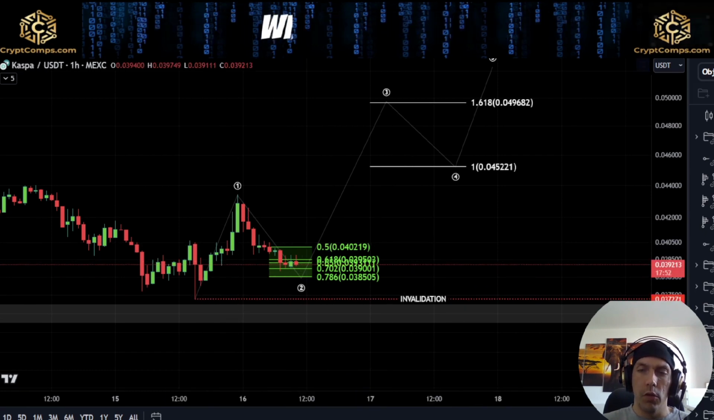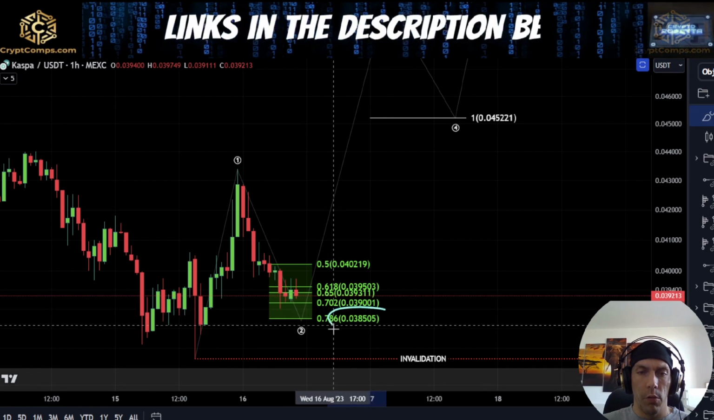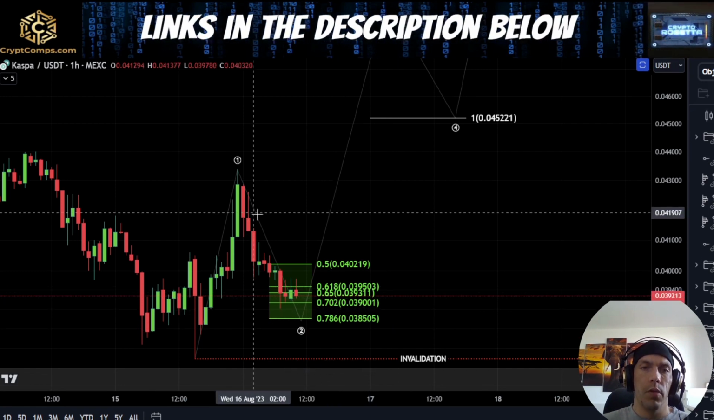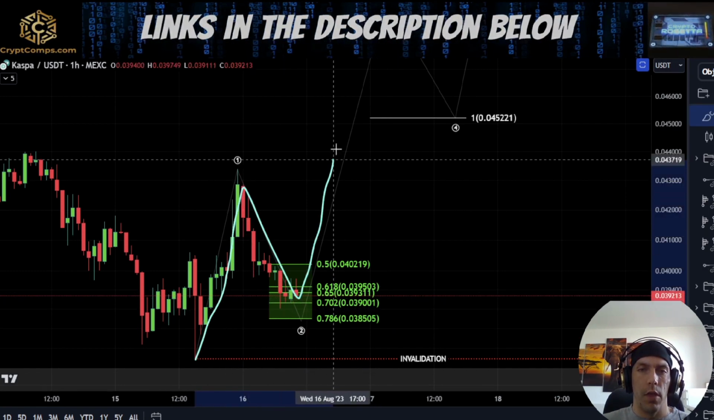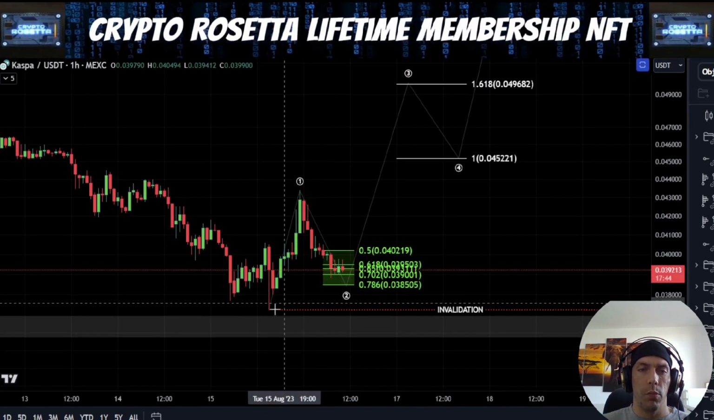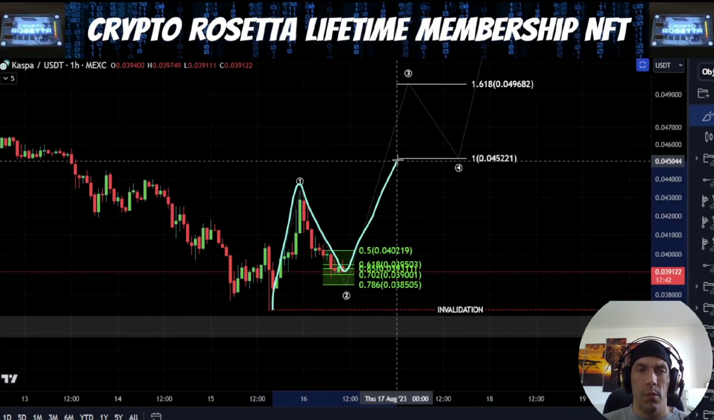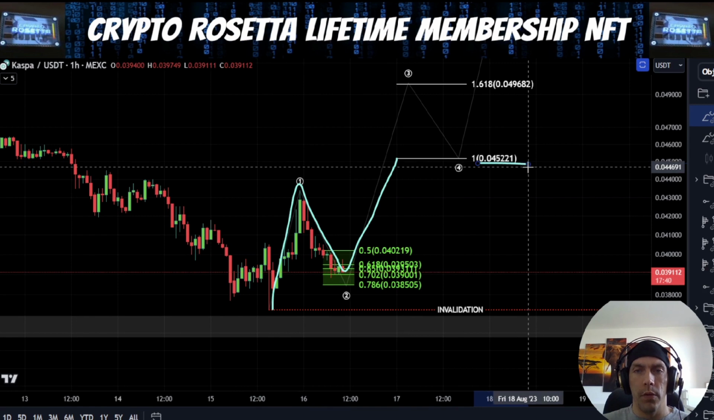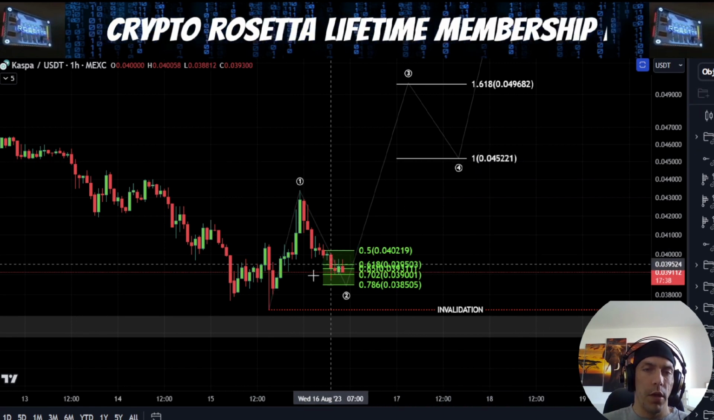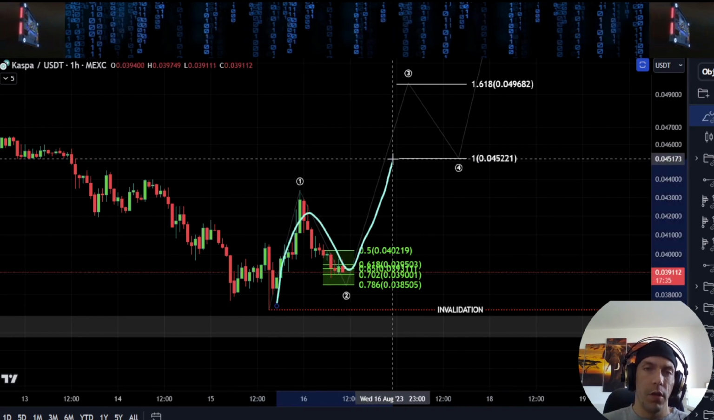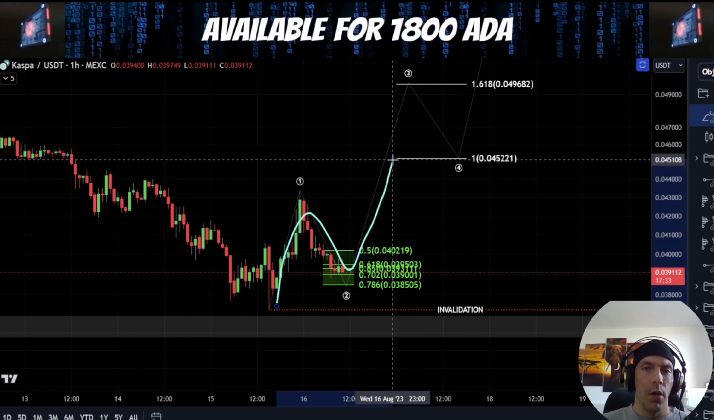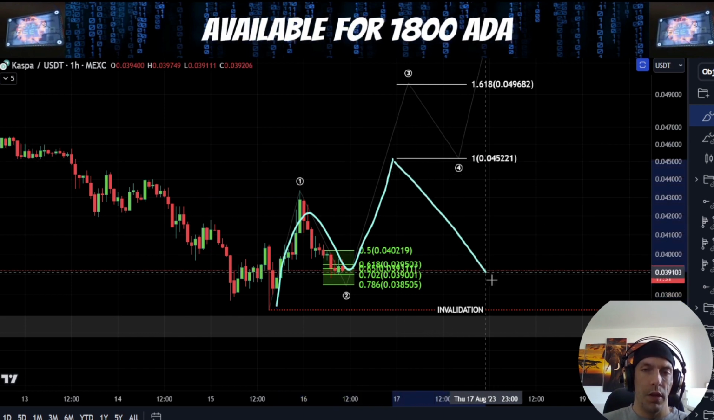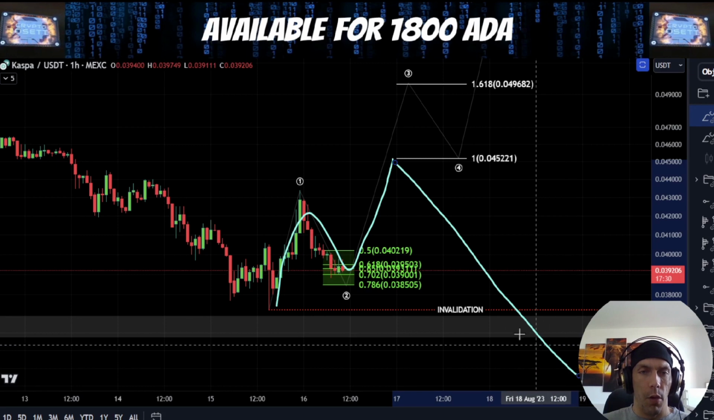If, however, we continue to hold this, and we continue to hold this 38505, what we could then see is price could start to rally to the upside. Now, this could always also just be A, B, and C, and we see a push up towards this 45221, which would be a corrective structure. And what this means is, when we get a corrective structure, this is against a trend, and typically speaking, we're going to see trend continuation after that point.